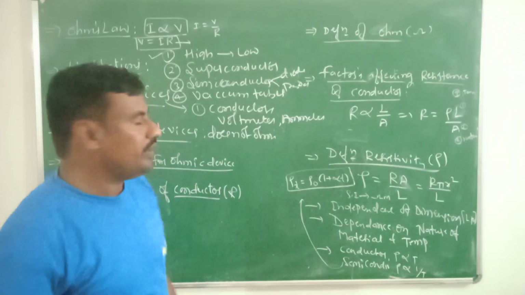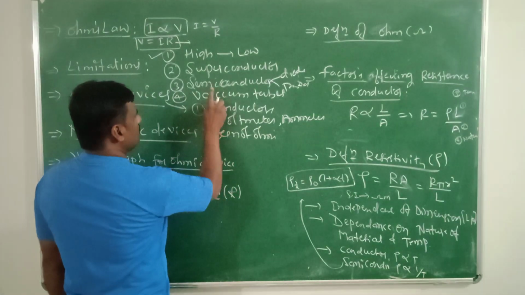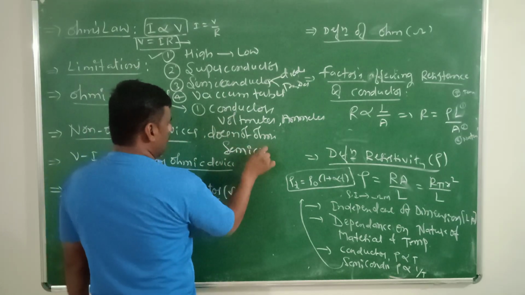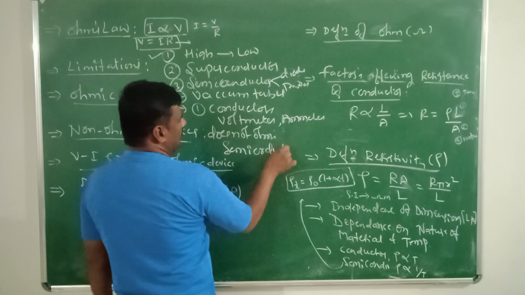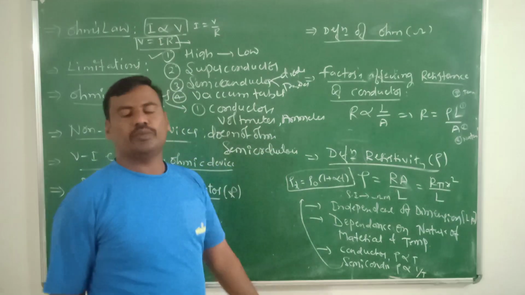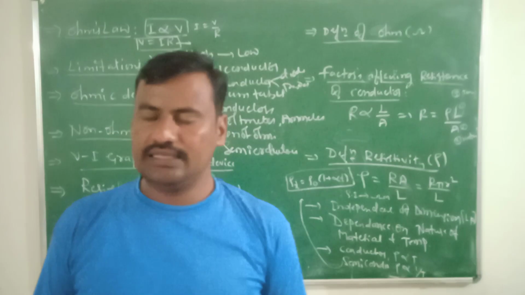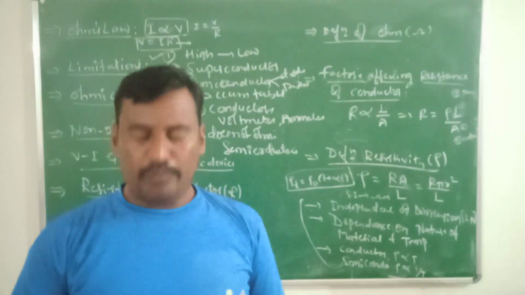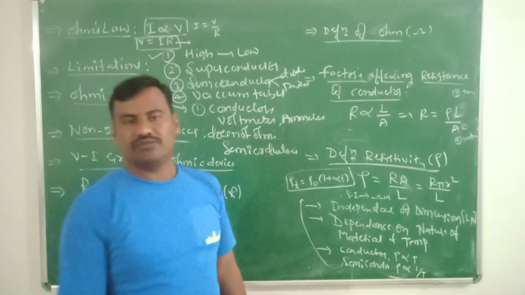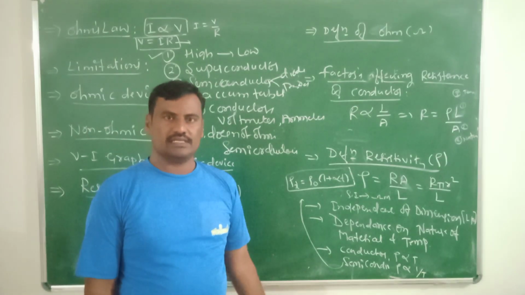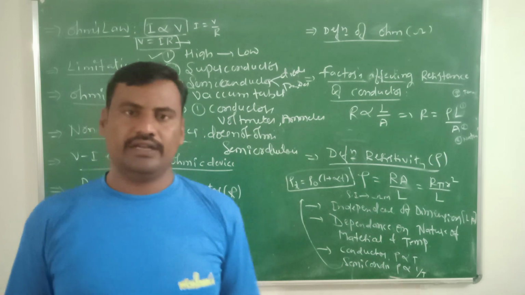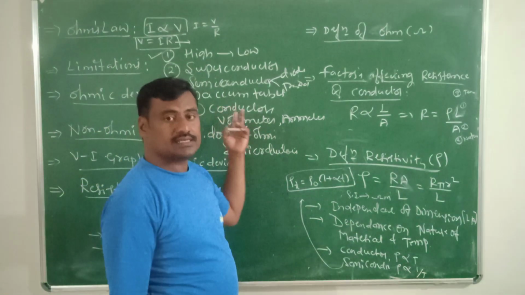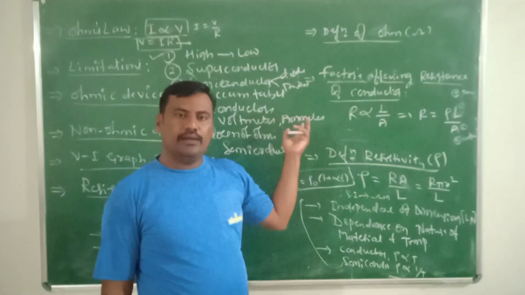Examples for non-ohmic devices are semiconductors, for example diodes and triodes. The devices which obey Ohm's law are ohmic devices; those which do not obey Ohm's law are non-ohmic devices. Examples for ohmic devices are conductors, voltmeter, ammeter.